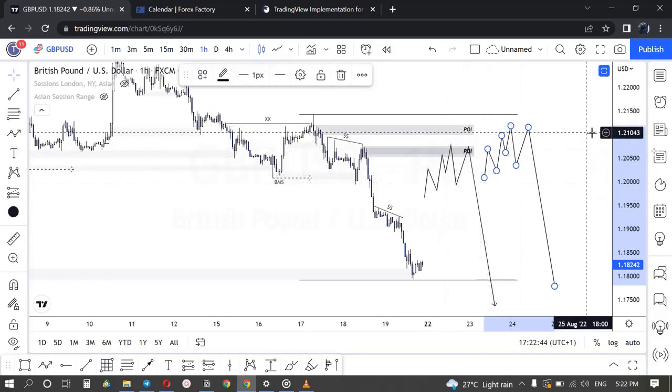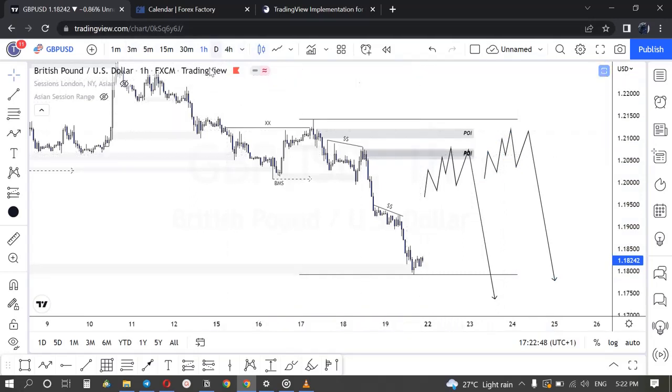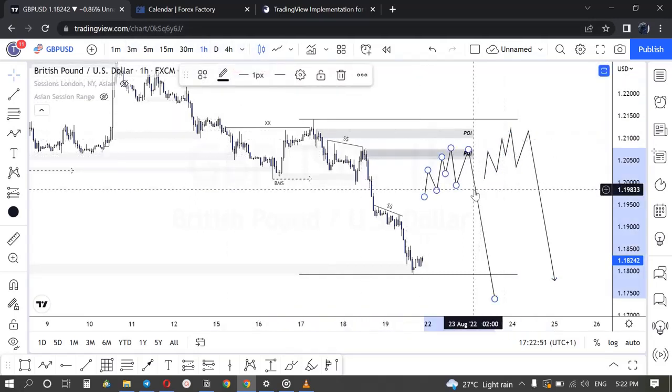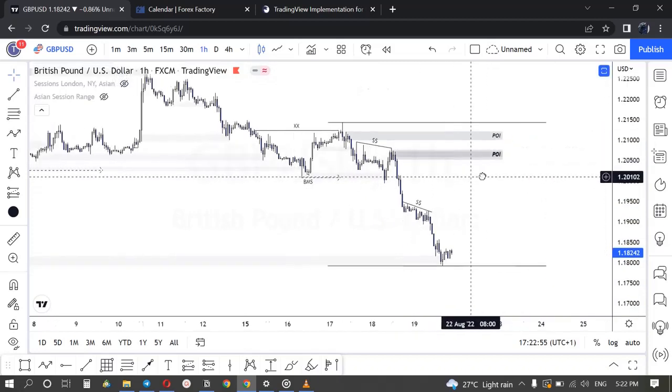Once price mitigates, start looking for confirmation entry on the 5 minute time frame. Once you see price change character or the CHoCH on the 5 minute time frame, don't hesitate, family. Don't hesitate. Just go into the trade.